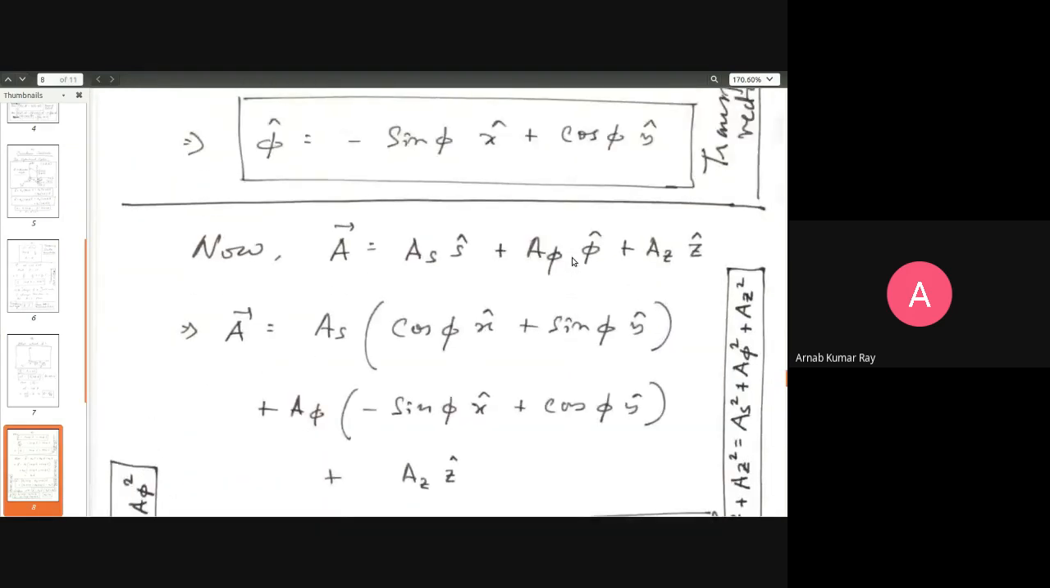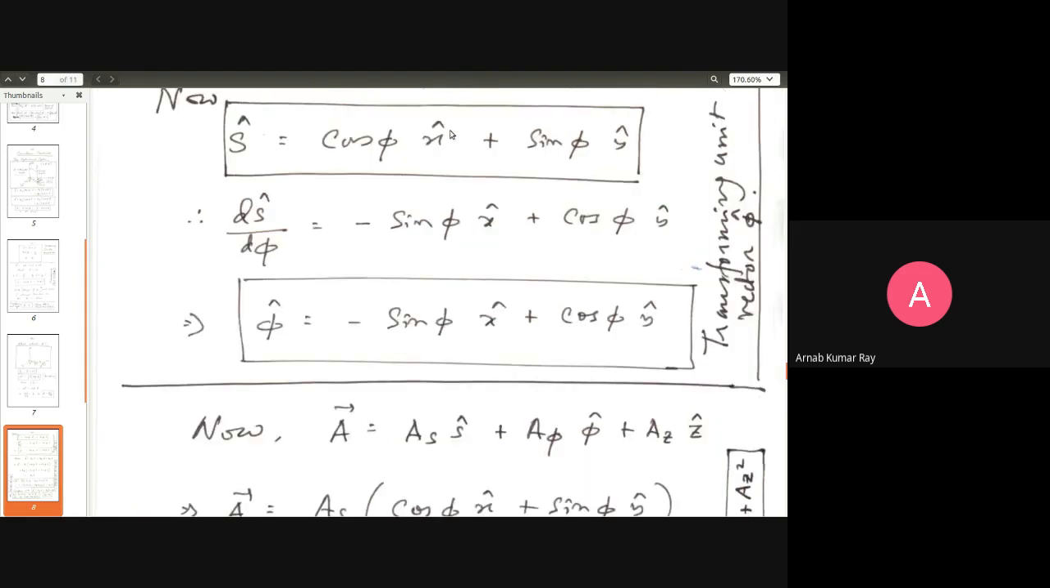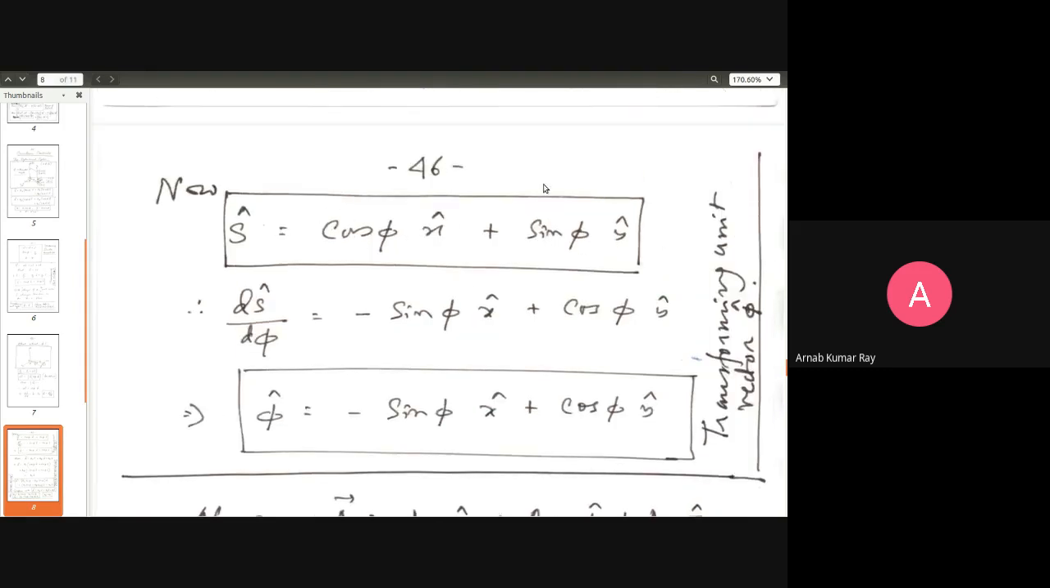What we shall do is that we have understood two things: how to transform coordinates from the XYZ system to the SPZ system or vice versa, and how to find the varying unit vectors S cap and phi cap in terms of the unit vectors X cap and Y cap. That is given to you in these two boxes. S cap is equal to cos phi X cap plus sin phi Y cap, and phi cap is equal to minus sin phi X cap plus cos phi Y cap.